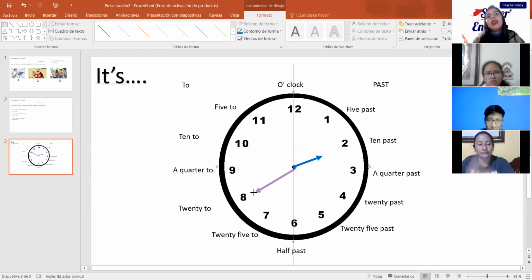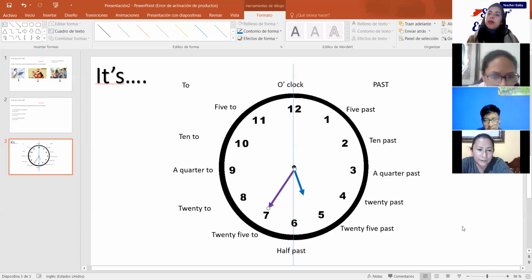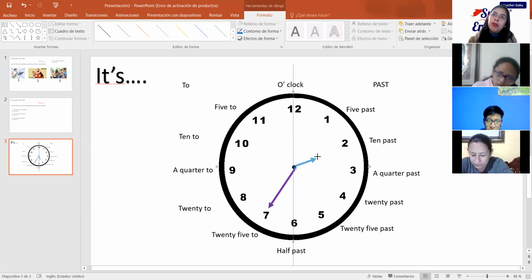Andres, what time is it? It is 20 to 3. Yes. Now, Andres, what time is it? It is 5 past 5. Excellent. Angelica, what time is it? It is 25 to 6. Yes, very good. Let's try to take another one.